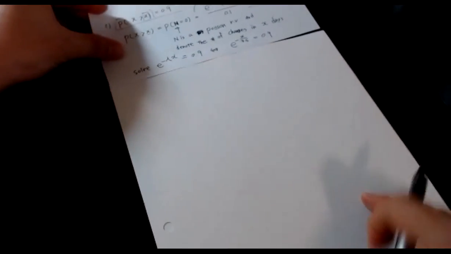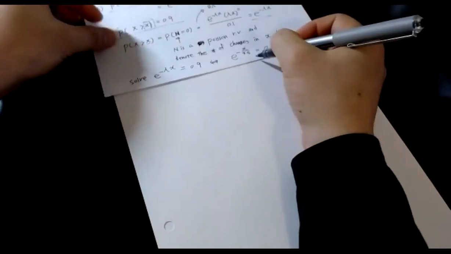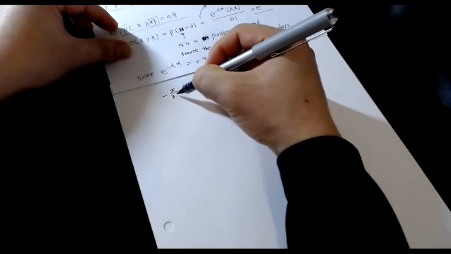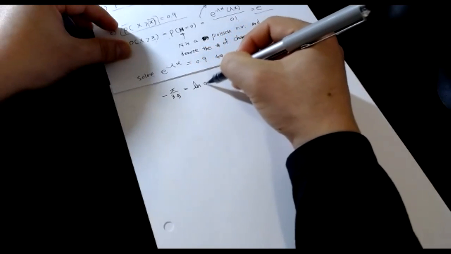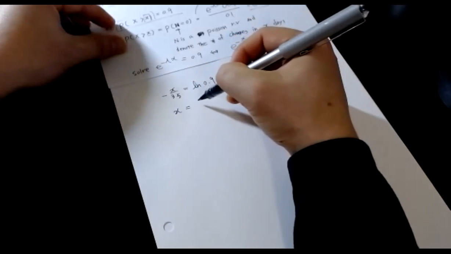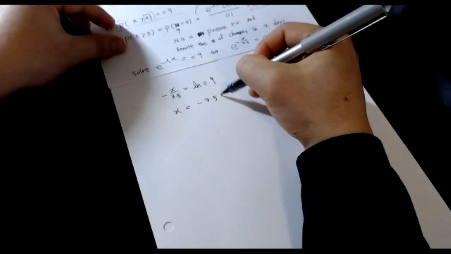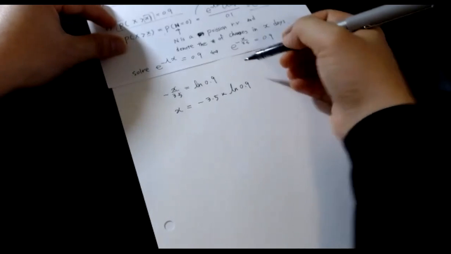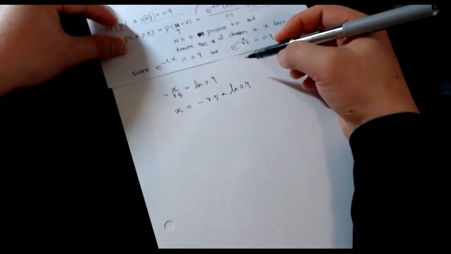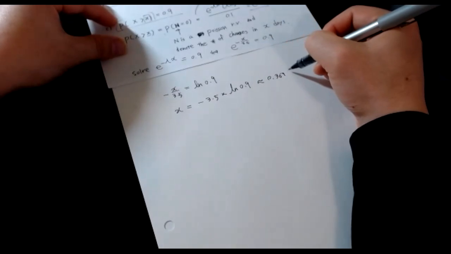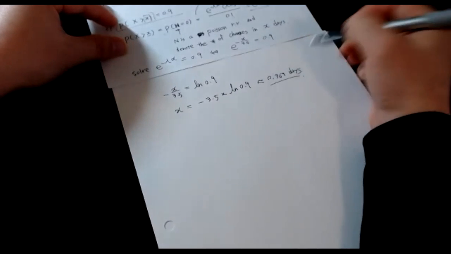So then here we solve it. We take the natural log, right? So negative x over 3.5 is equal to the natural log of 0.9. Then what is x? x is equal to negative 3.5 times the natural log of 0.9, right? So this is approximately 0.369 days. Okay, so this is the answer.